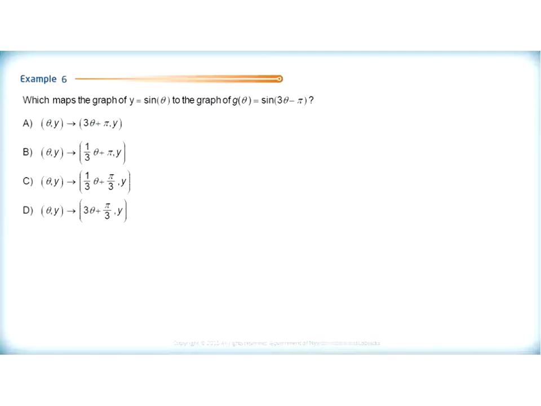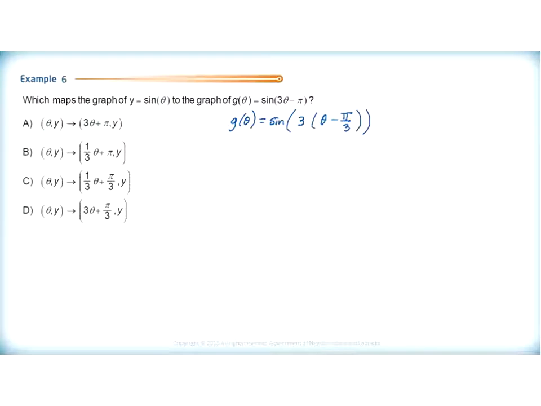In question number 6, we have, which maps the graph of y equals the sine of theta to the graph of g of theta equals the sine of 3 theta minus pi? Again, we have some work to do with g of theta here. It's equal to the sine of, we need to remove 3 as the horizontal stretch factor. So it would be 3 outside of theta minus pi over 3. Let's check that again. 3 times theta is 3 theta, and 3 times a minus pi over 3 is a minus pi.